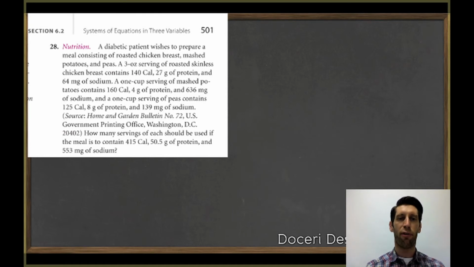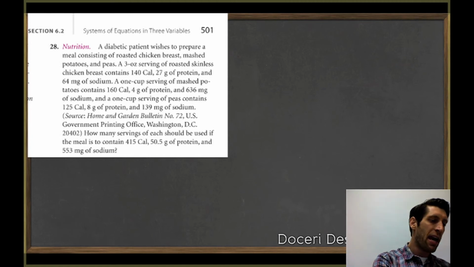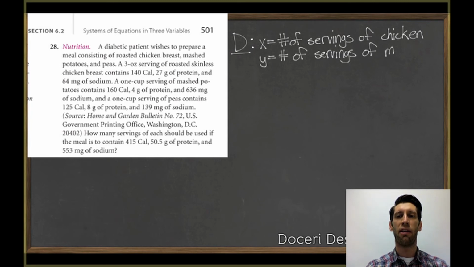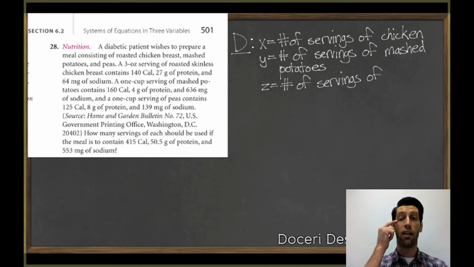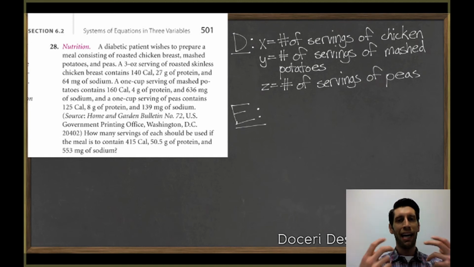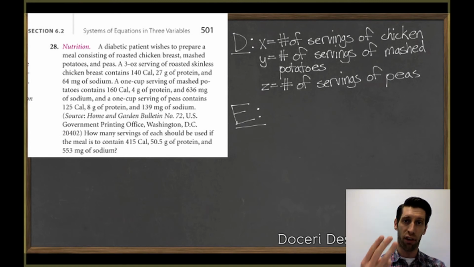So our job is to figure out how much chicken, how much potatoes, and how much peas we should be putting into this meal. And just like every other word problem, the first step that we need to take is to define our variables. In this case, I'm going to let X be the number of servings of chicken, Y be the number of servings of mashed potatoes, and Z be the number of servings of peas. Our next step is to define our equation, but in this case we're not actually going to get one equation. We're going to get a system of 3 equations in 3 unknowns, one for the X, one for the Y, and one for the Z.